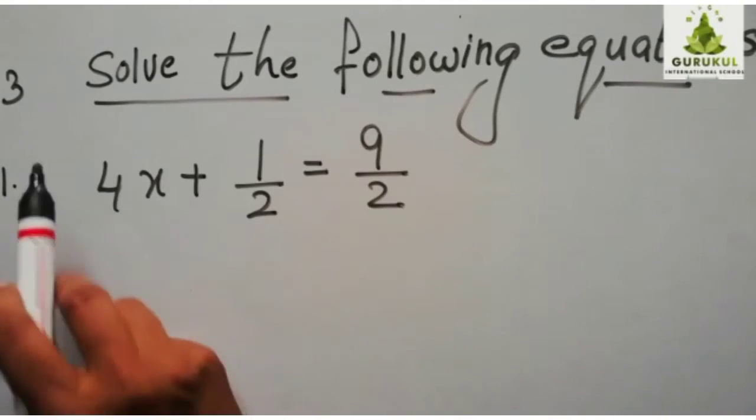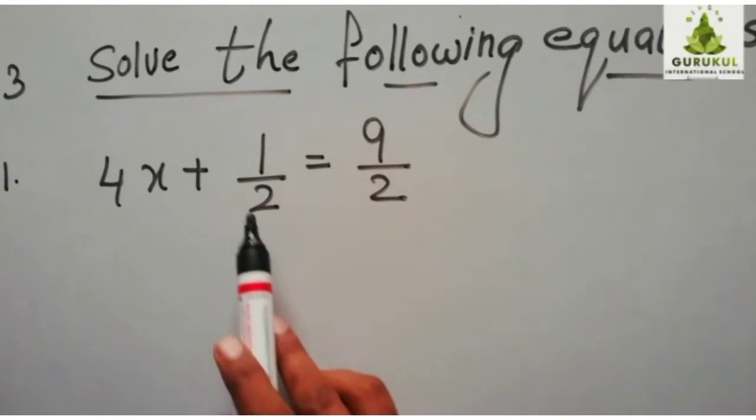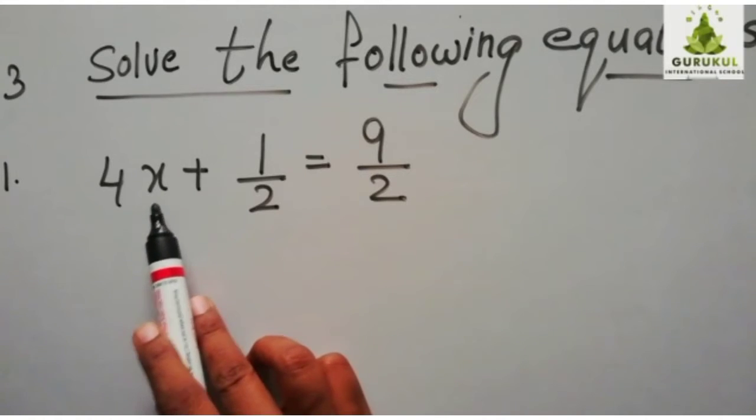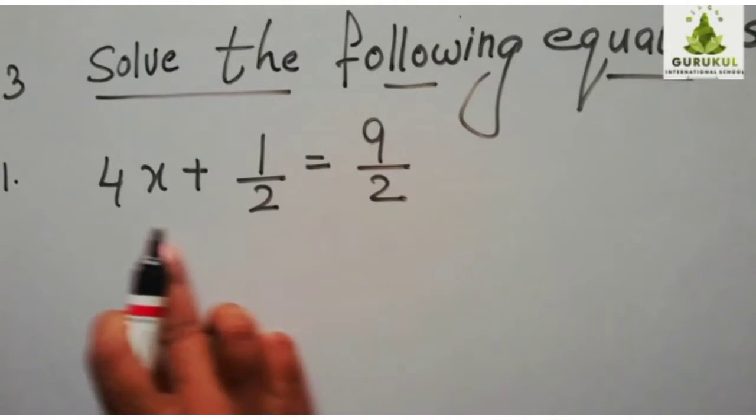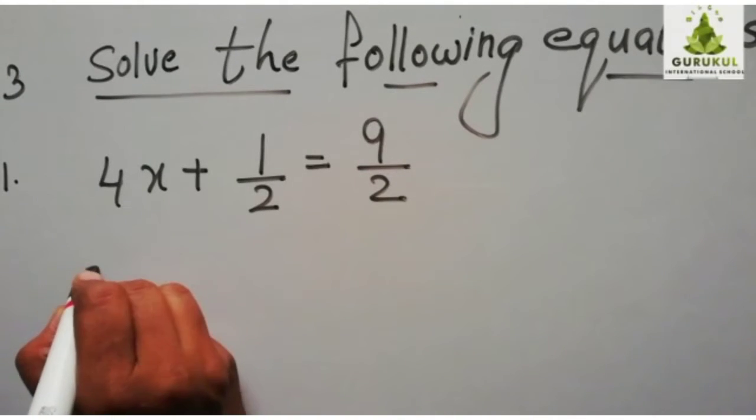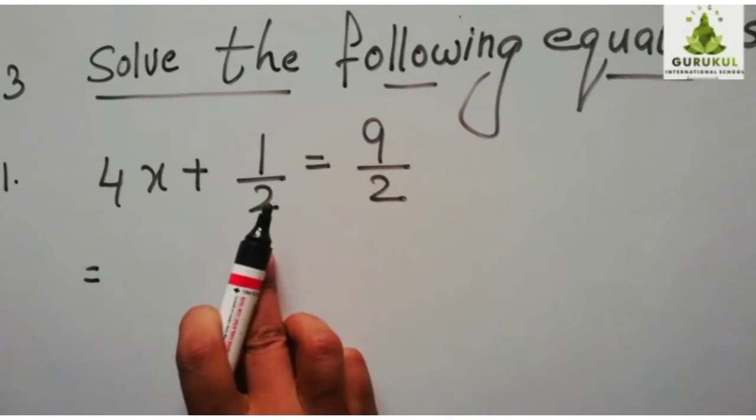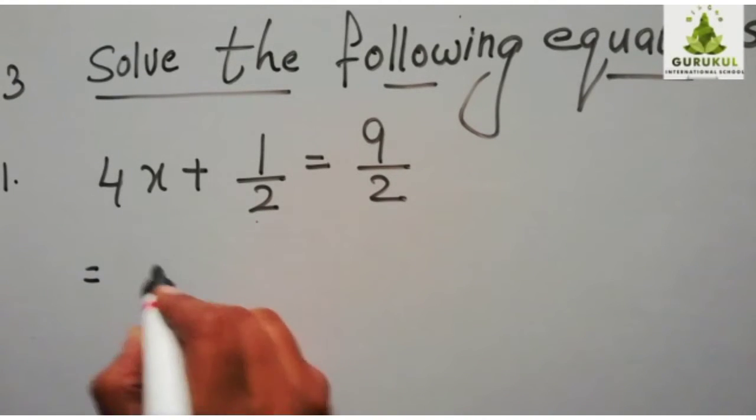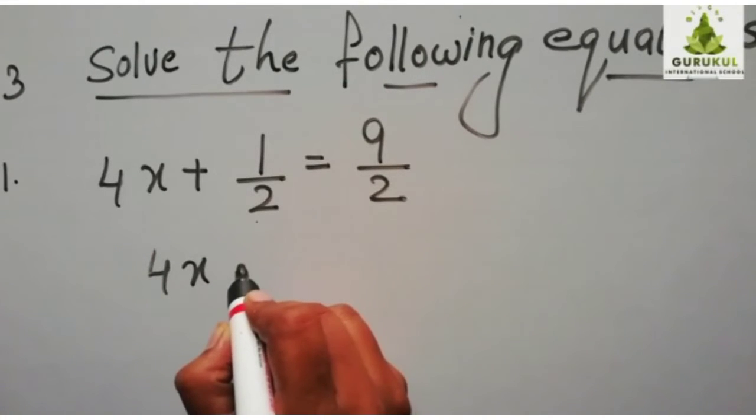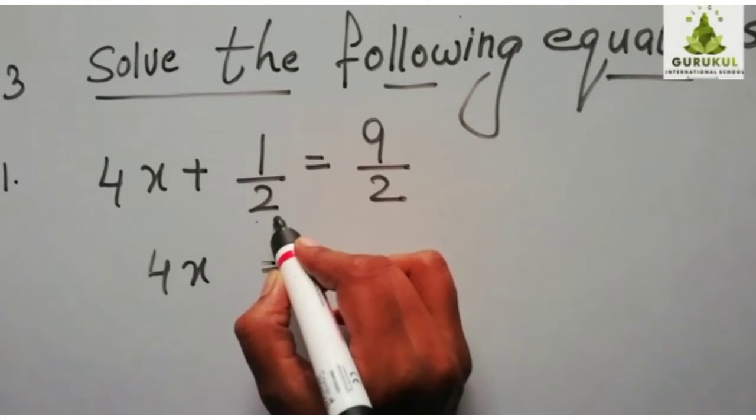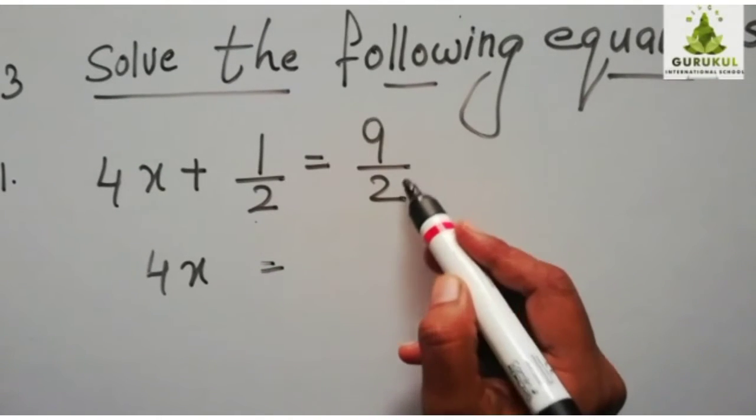Now in question number 3, solve the following equations. Some equations are given, you have to find the value. Solve the following equation means find the value of x in that. Now this is the first question given, you have to copy down this. Now what to do in the second step? Eliminate the constant terms. Is it clear? Half. You want x here. So first we will write, now here it is 4x. Now how to remove this half? Take it to the other side where the other fraction is.